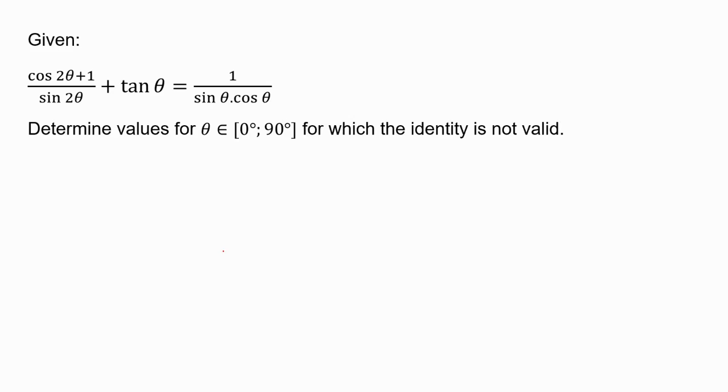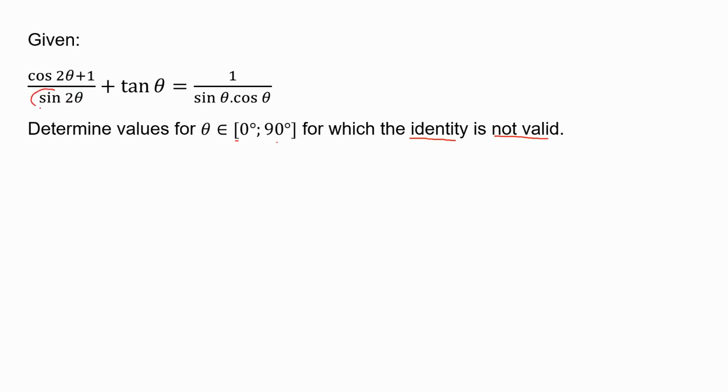Right, welcome back. We're doing question 382. It says determine the values of theta, between 0 and 90 degrees, for which the identity is not valid. So the identity is not going to be valid if the denominators here are equal to 0.